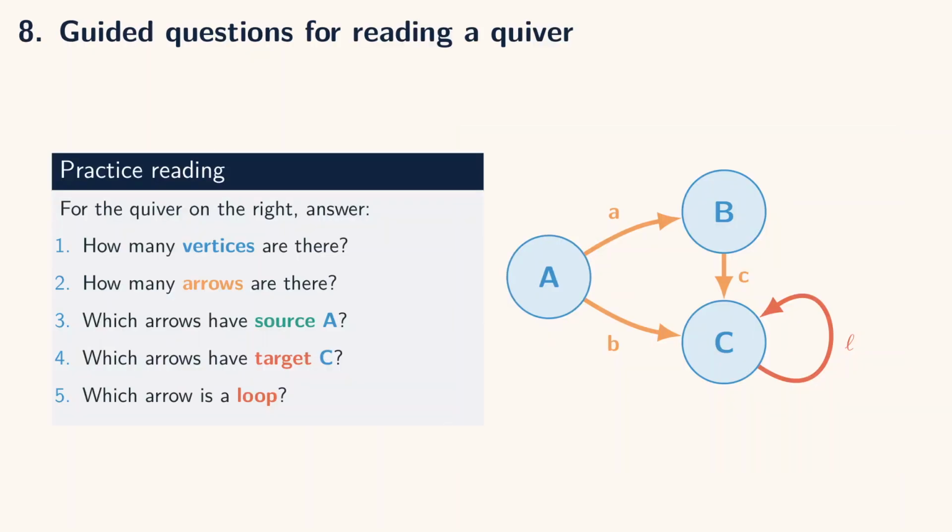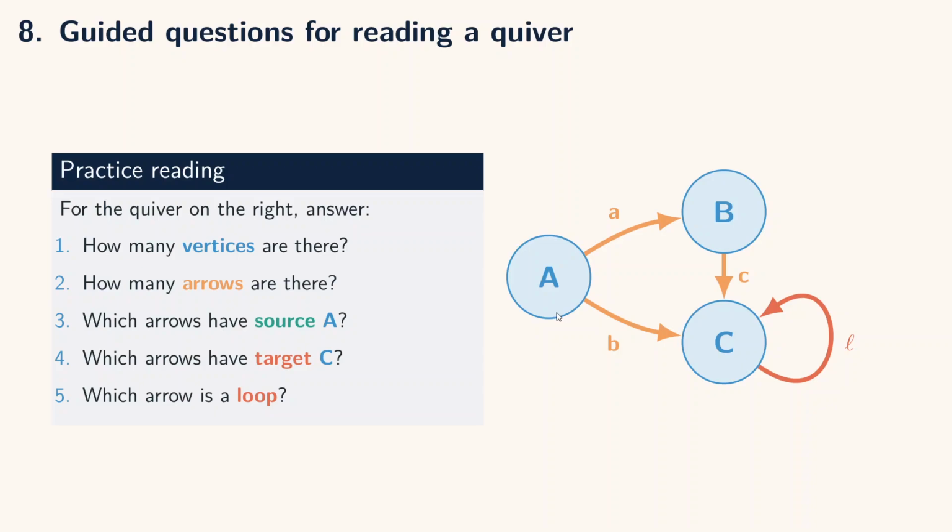Guided questions for reading a quiver. Now it is your turn to practice. I am going to give you a quiver to read on your own, and I want you to genuinely pause and think through each question before moving forward. This is not a test. It is an exercise in building the habit of reading a quiver carefully and systematically. The quiver has 3 vertices, A, B, and C. It has arrows labeled A, B, C, and L. Look at the picture, trace each arrow, identify its source and its target, and then use that information to answer the following questions.